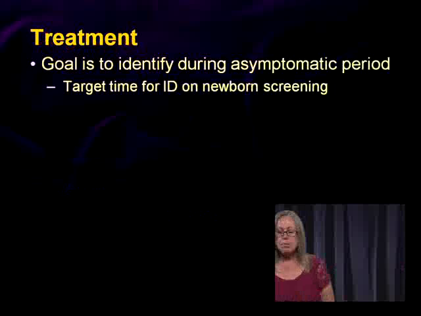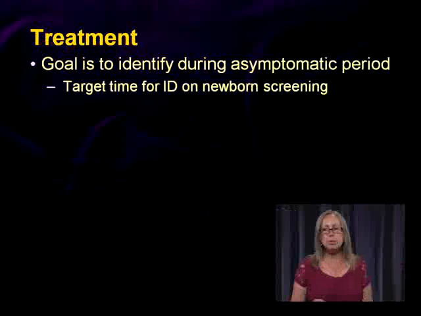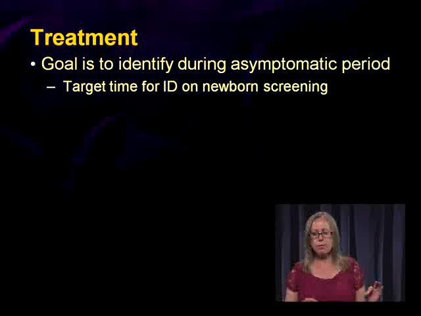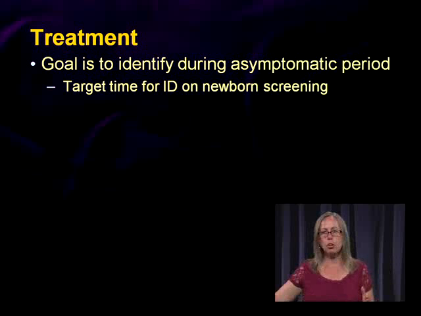Again, the goal is to identify the problem during an asymptomatic period, and the target time for identification is on newborn screening and should be done at 24 to 48 hours. Just as an aside, many of the hospitals I've been at will sort of drift off to after 24 hours means prior to discharge, which then can be 3 to 5 days if mom's had a C-section or any problems. It really does mean 24 to 48 hours. If you're waiting that long to do a newborn screen, you're missing an opportunity to get back early test results.